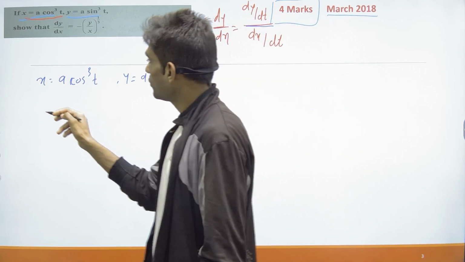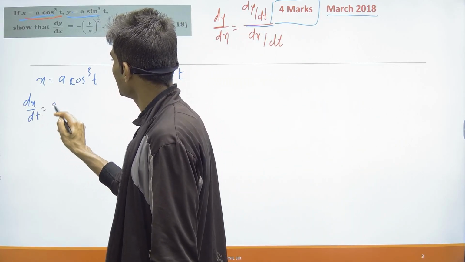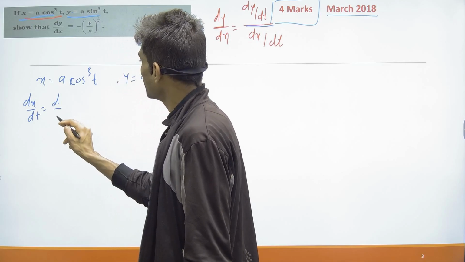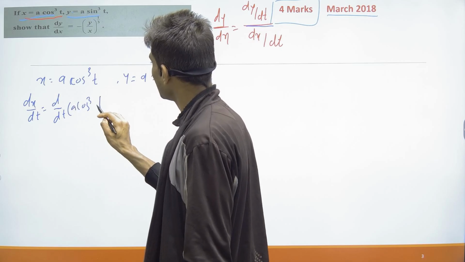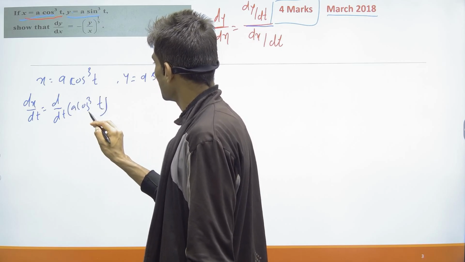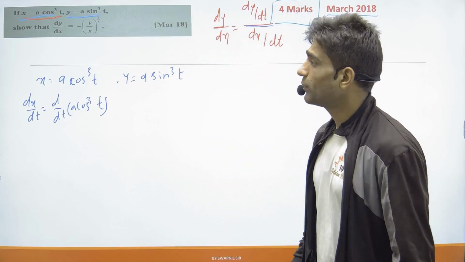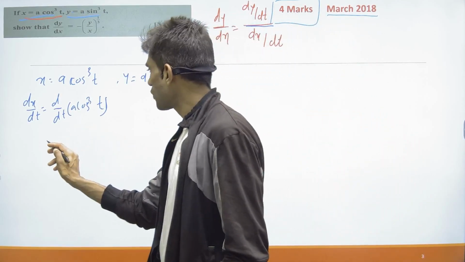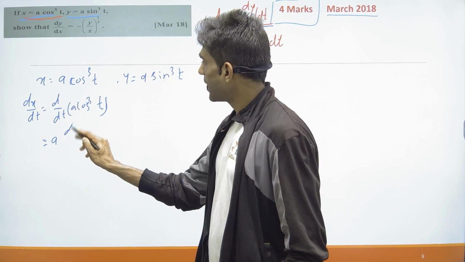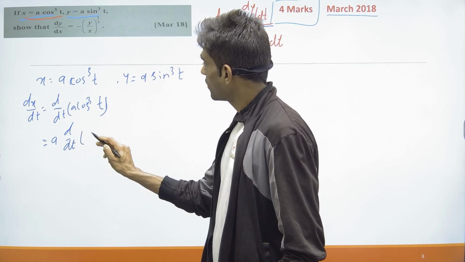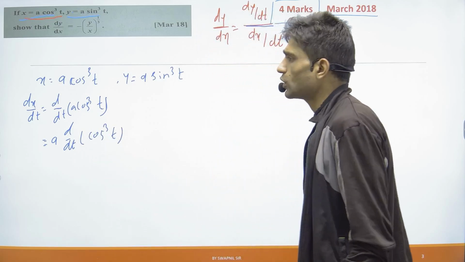Let's find out the dx by dt. dx by dt means the differentiation of x with respect to t, of a cos cube t. This is a into cos cube of t, so go for the differentiation. Take the constant term a out from our differentiation, so d by dt of cos cube of t.